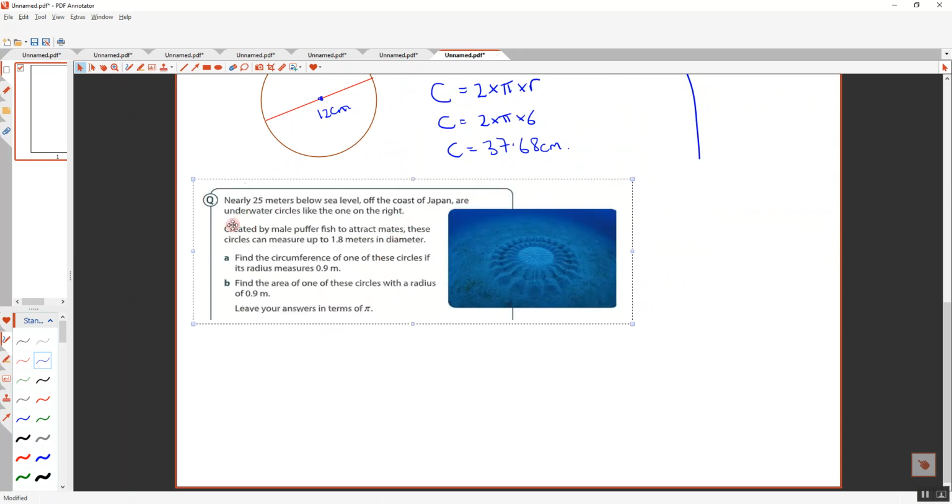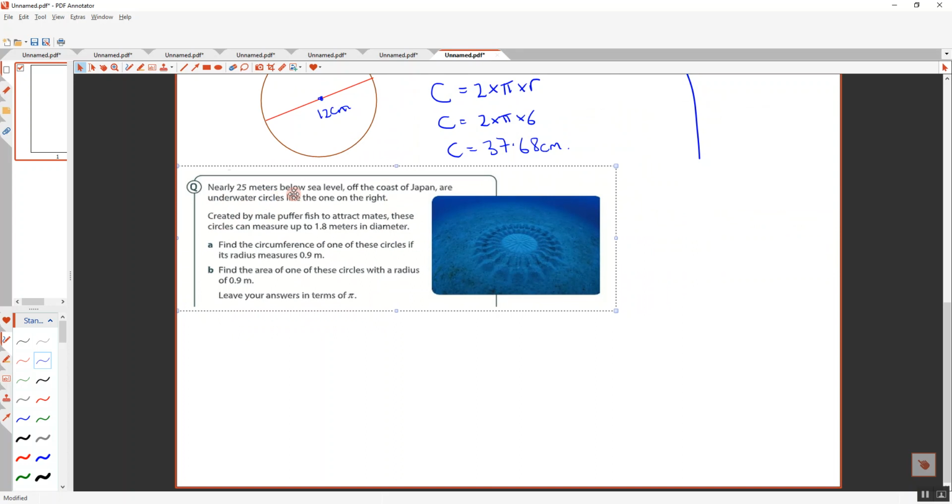So we've got nearly 25 meters below sea level off the coast of Japan, there are underwater circles like the one on the right, created by male pufferfish to attract mates. These circles can measure up to 1.8 meters in diameter. If I do another picture, let's imagine that is the underwater circle, and we've got 1.8 meters in diameter. Remember, diameter goes the whole way across.